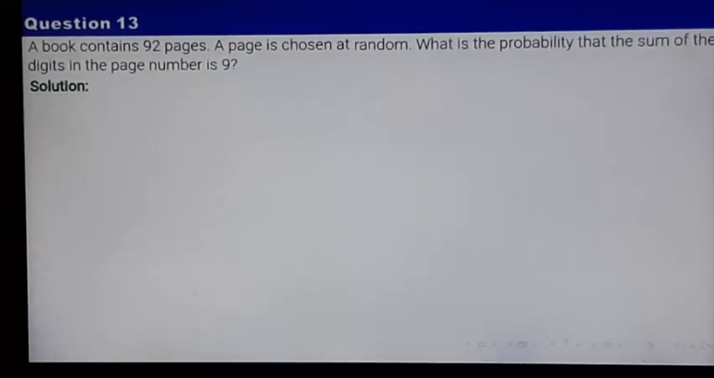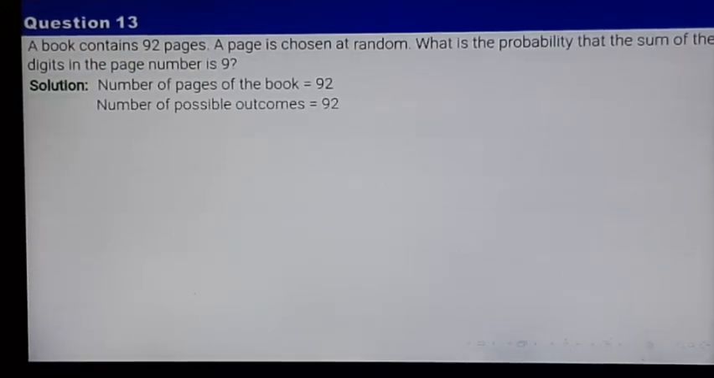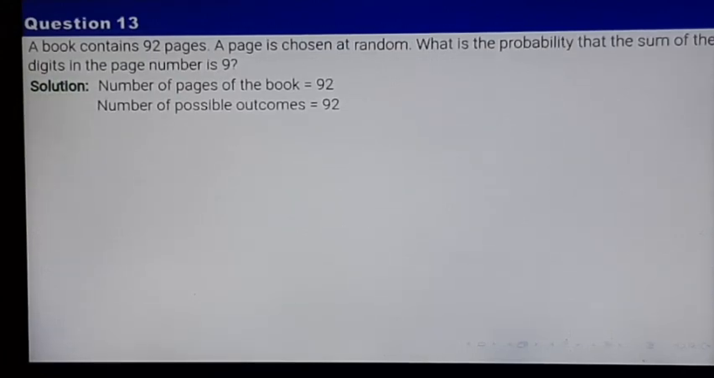We have got 92 pages, so the number of possible outcomes is going to be 92 here. Is that clear? Okay, now our aim is to get a page number such that the sum of the digits will be how much? It's going to be 9.